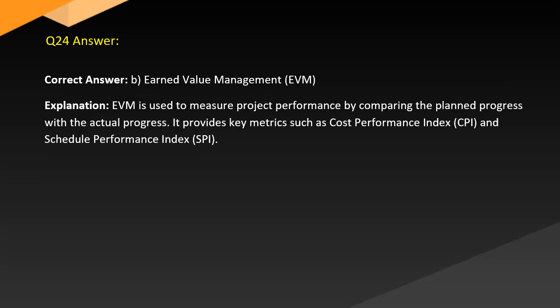Answer. Correct answer B. Earned value management, EVM. Explanation. EVM is used to measure project performance by comparing the planned progress with the actual progress. It provides key metrics such as cost performance index, CPI, and schedule performance index, SPI.